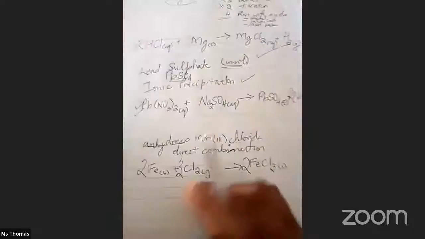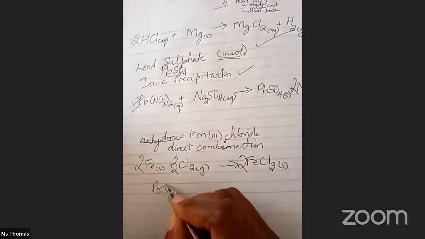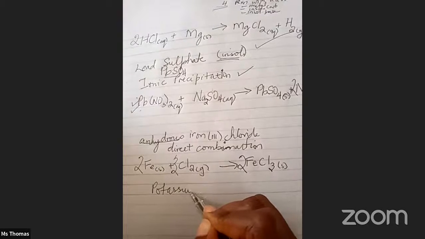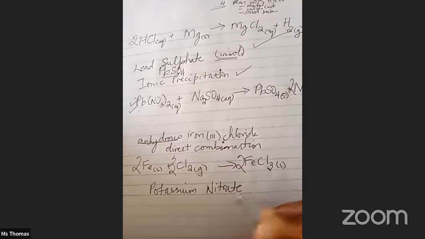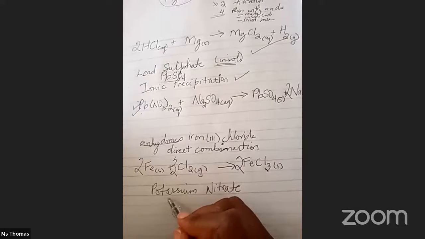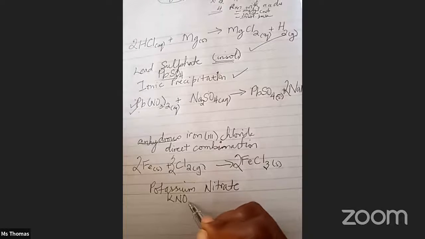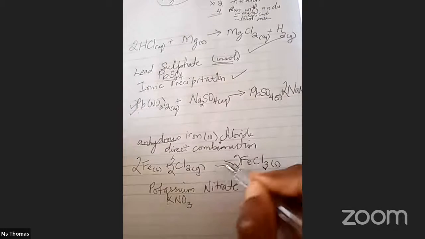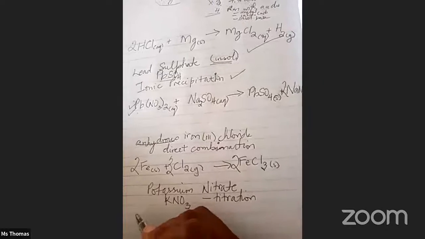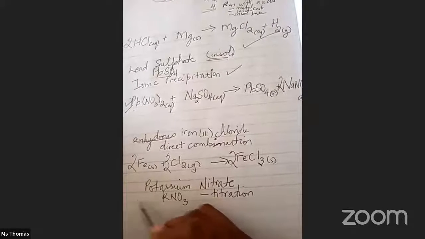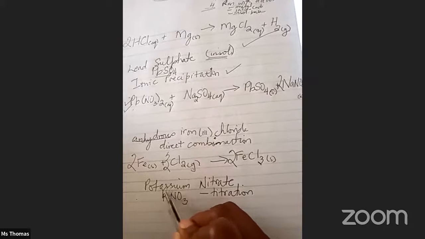Finally, the last one we're going to do is potassium nitrate. So this is a spar salt. What method do you use with spar salts? You use titration. Spar stands for sodium, potassium, ammonium. So with titration, you're going to take the hydroxide, which is the alkali, and the acid.